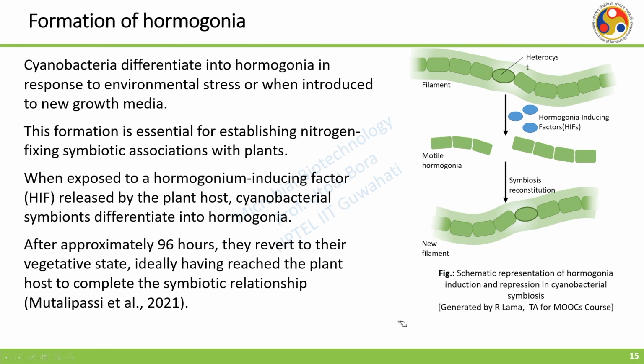The cyanobacteria differentiate into hormogonia in response to environmental stress or when introduced to new growth media. This formation is essential for establishing nitrogen fixing symbiotic association with plants. When exposed to a hormogonium inducing factor released by a plant host, cyanobacterial symbionts differentiate into hormogonia. After approximately 96 hours, they revert to their vegetative state, ideally having reached the plant host to complete the symbiotic relationship.